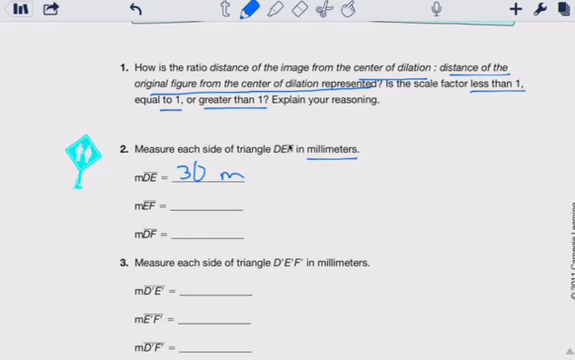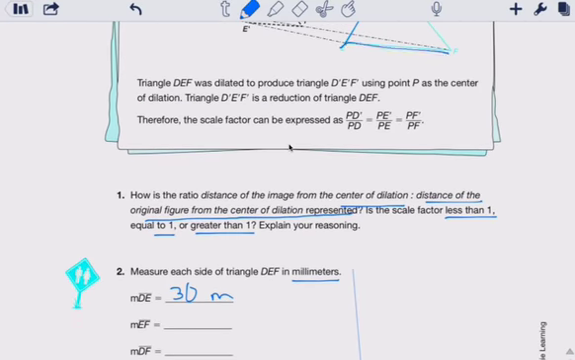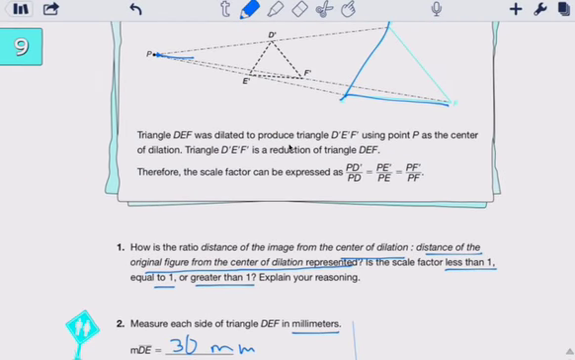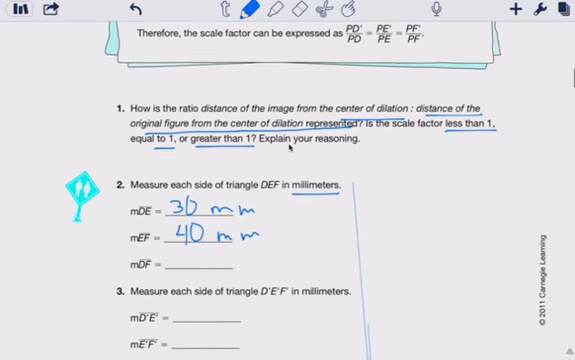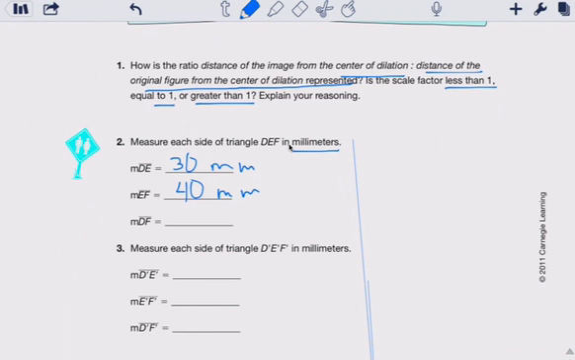And then EF, same thing. If you measure that line segment right there, line segment EF, you should get 4 centimeters, and you just multiply by 10 to get millimeters. Same thing with DF. Measure it, and you should get 36, I believe.